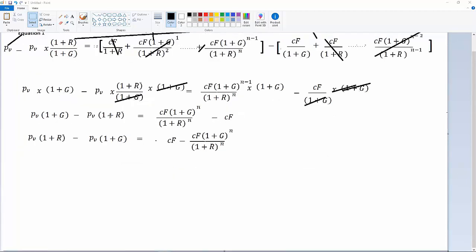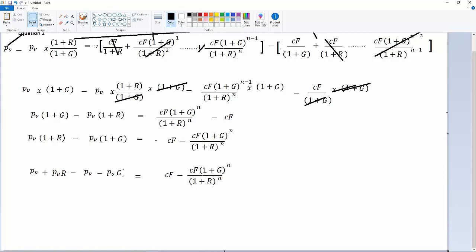So you can see that everything just switched sides. So now the PV(1 plus R), and then this PV(1 plus G), and then we have the CF minus this number. Now I'm going to multiply this out. So this is going to become PV plus PVR, and this is going to be minus PV minus PVG. So this becomes minus PVG because it's multiplying. This whole thing is negative.